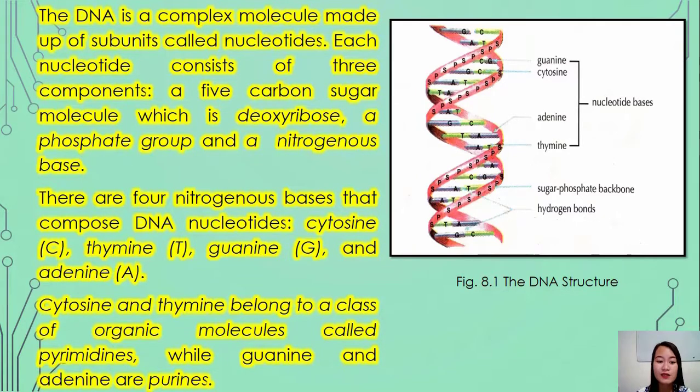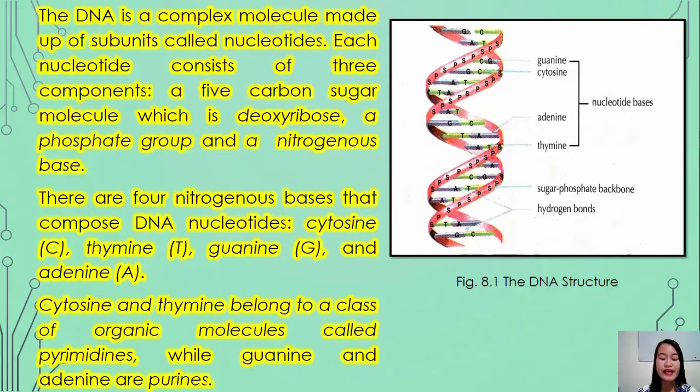There are 4 nitrogenous bases that compose DNA nucleotides. So ito yung gagawin nating code mamaya. Cytosine, the symbol for cytosine is capital C. For thymine is capital letter T. For guanine is capital letter G. And adenine is capital letter A. Cytosine and thymine belong to a class of organic molecules called pyrimidines, while guanine and adenine are purines.